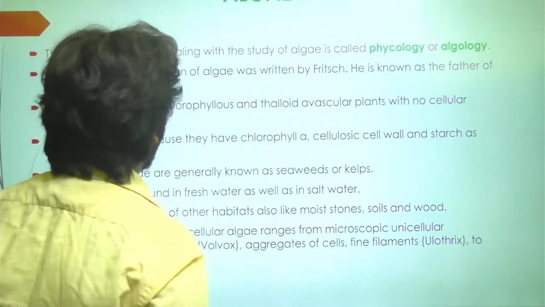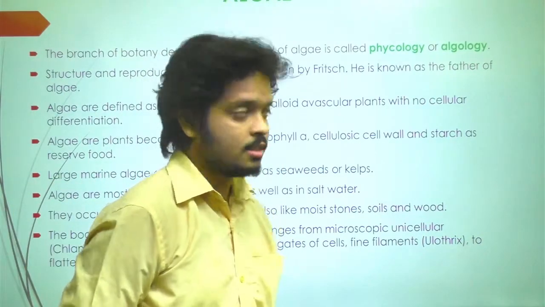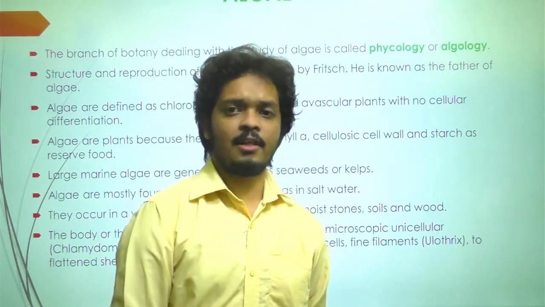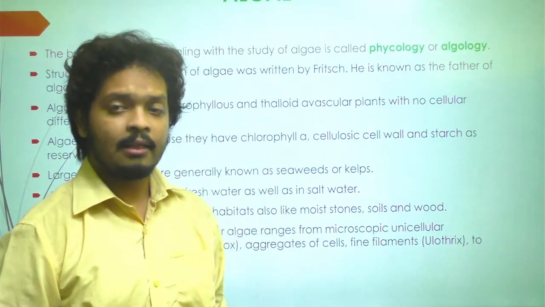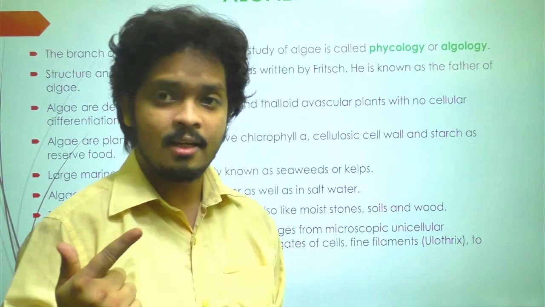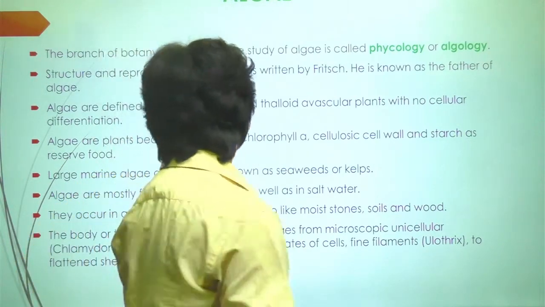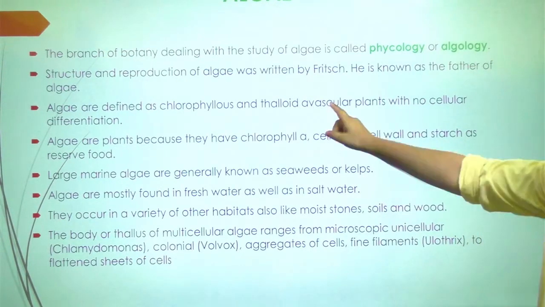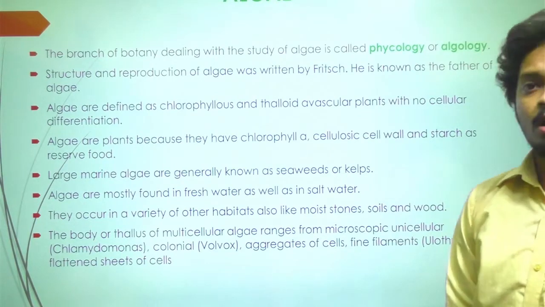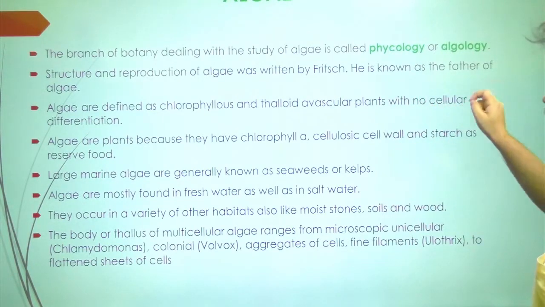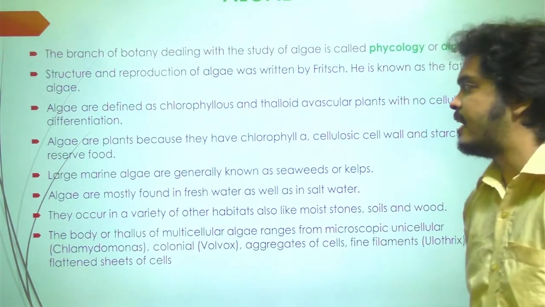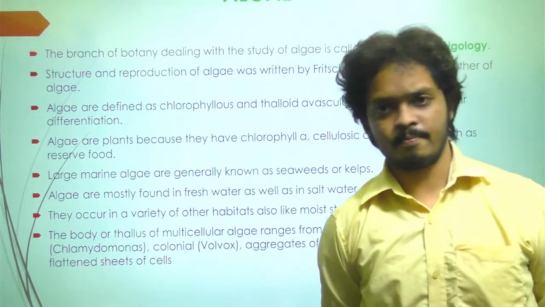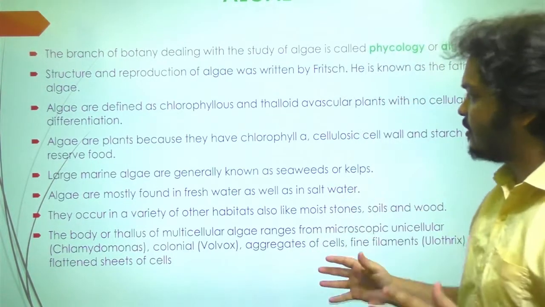Now, the branch of botany dealing with the study of algae is called phycology, or algology. Now, there are 2 branches, very important. First of all, we'll learn about phycology. It's a branch that deals with algae. The branch that deals with fungi is called mycology. Now, Structure and Reproduction of Algae was written by Fritsch. He is known as the father of algae. Very important. The father of algae, Fritsch. Algae are defined as chlorophyllous and thalloid avascular plants with no cellular differentiation. Just what I said at the beginning, they don't have any cellular differentiation.